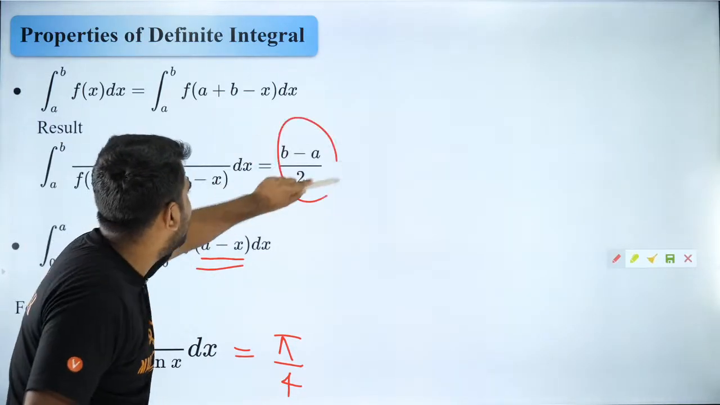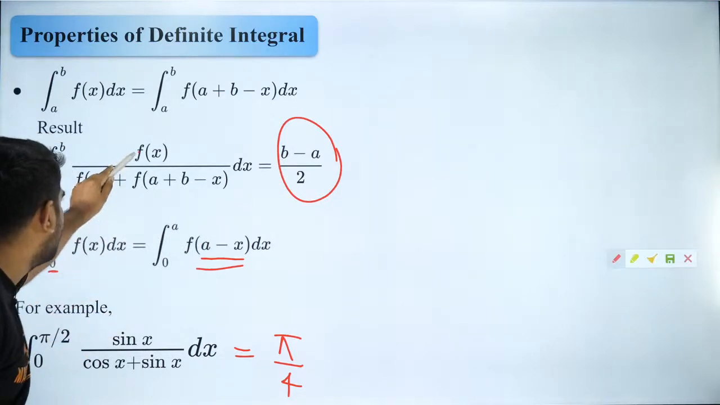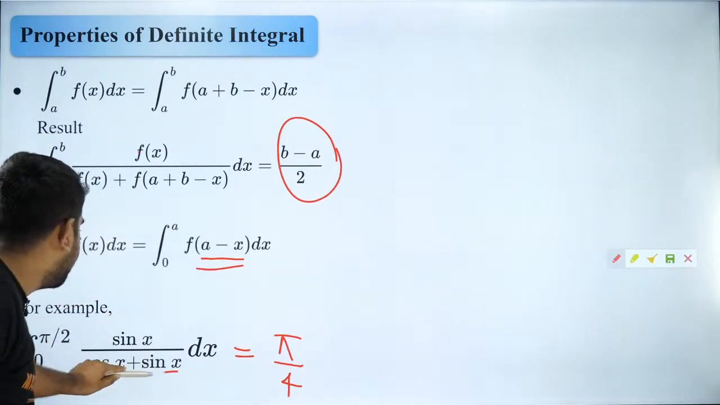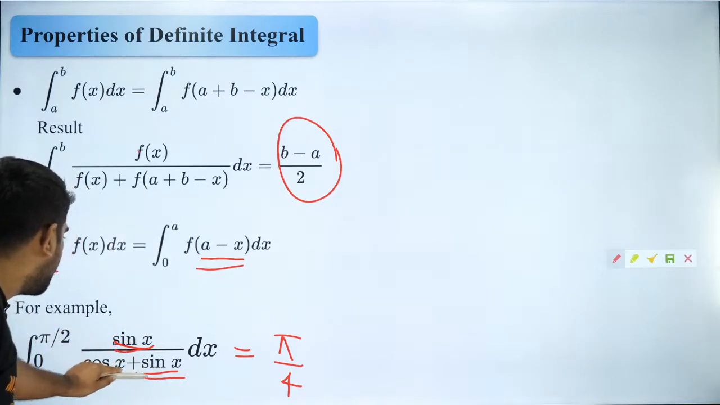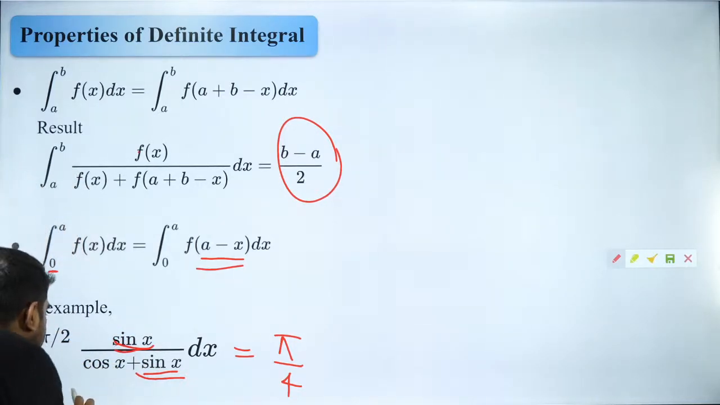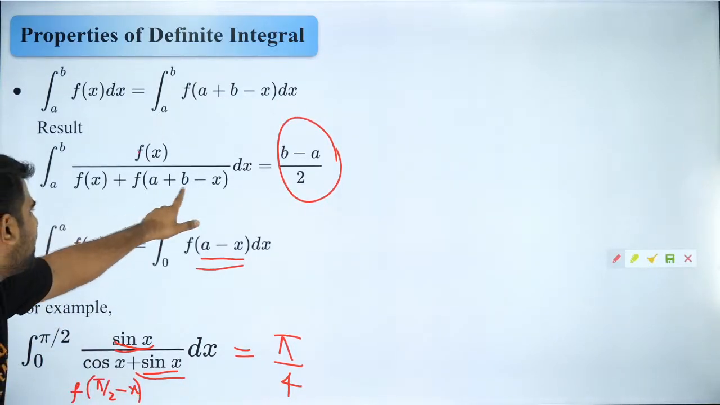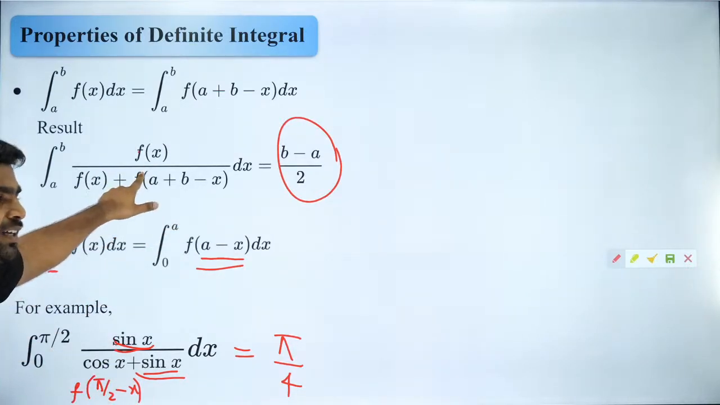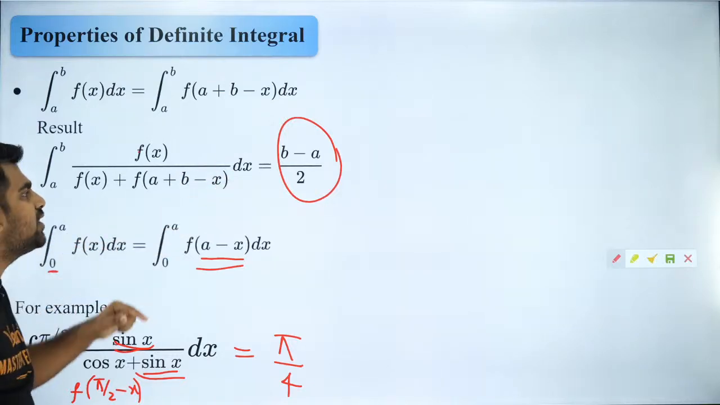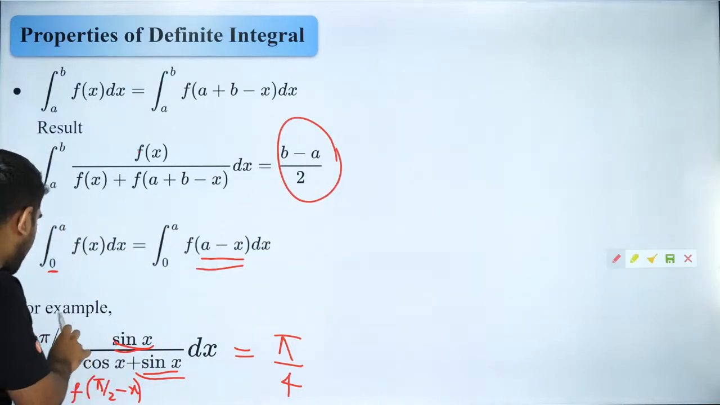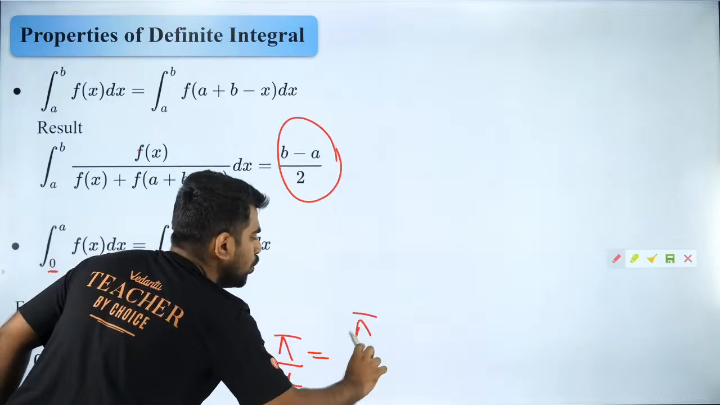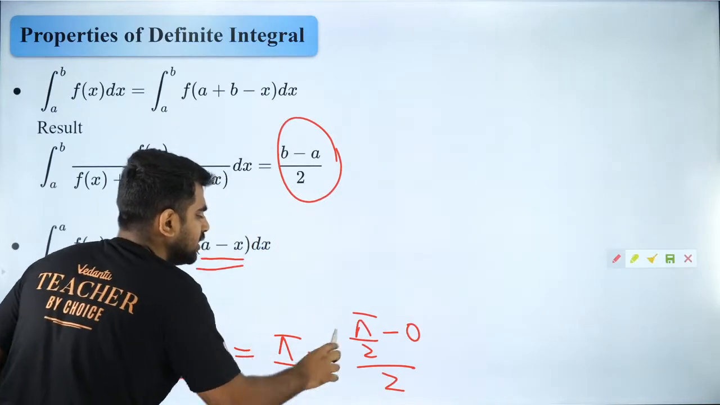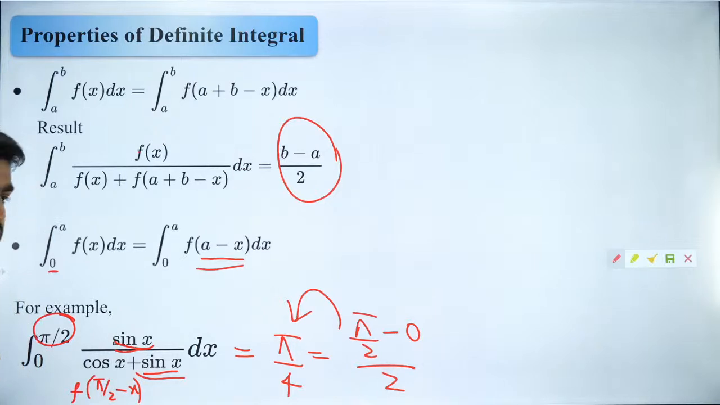Guys, use this formula. See, sin x is f of x. So f of x by f of x plus f of, this is nothing but f of pi by 2 minus x. So don't you think pi by 2 minus x is a plus b minus x? So does it fit into this formula? Then what is the answer? The answer is b minus a by 2. So pi by 2 minus 0 by 2, which is pi by 4. That's it. So you guys also can do it fast if you observe it carefully.